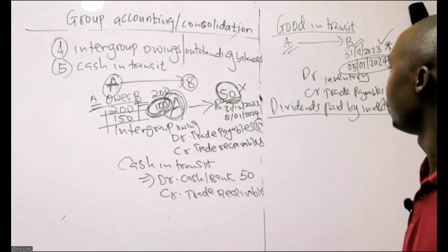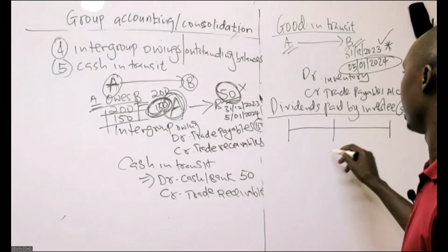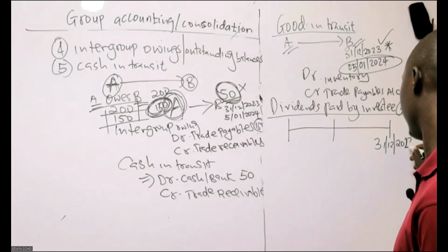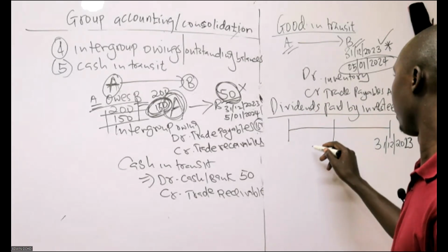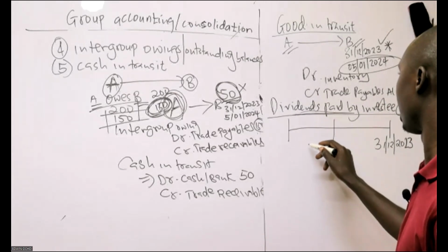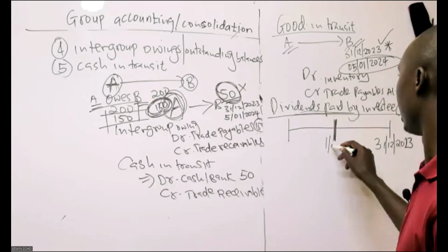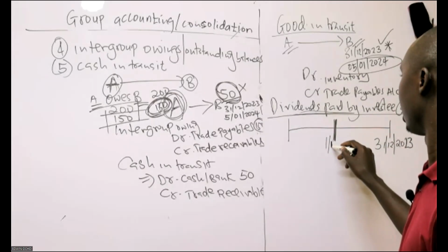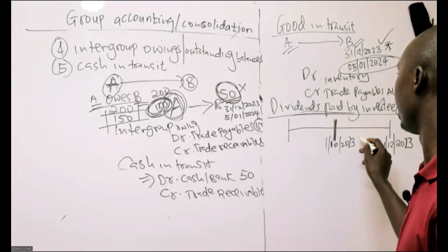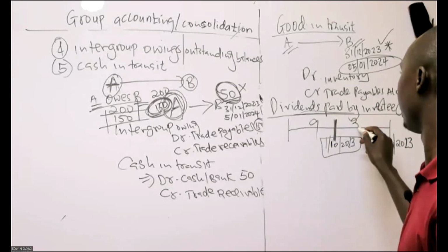So for me to use these dividends, the subsidiary must have been acquired during the year. Let's say if our financial year ends on December 2023. So for me to use the dividends paid by the subsidiary, this subsidiary must have been acquired during the year. Let's say by 1st October 2023. So you have 9, we have 3 months.